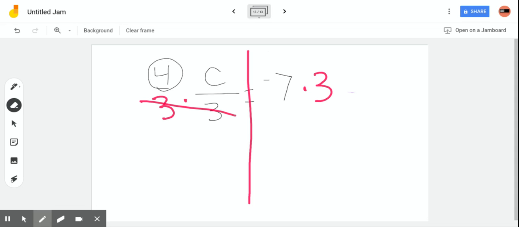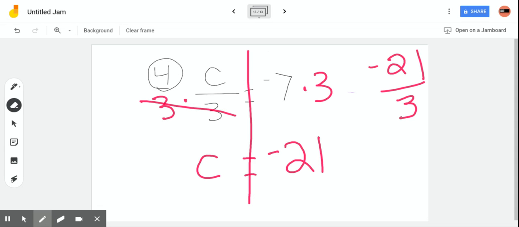These 3s just cancel out, and whatever's on top, which is c, is left. Right side I got -7 times 3. Different signs, and when I'm multiplying, the answer is negative. So it's -21. If the signs are different, it's a negative answer. So let's go back and check it. Does -21 divided by 3 give me -7? It does.